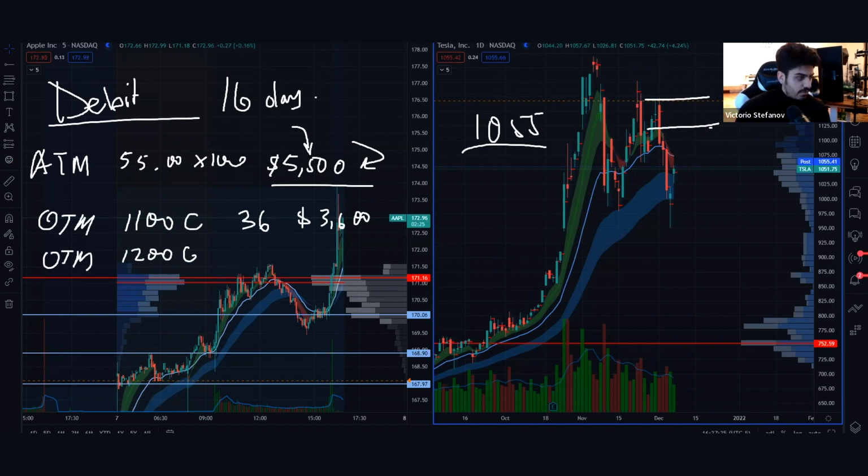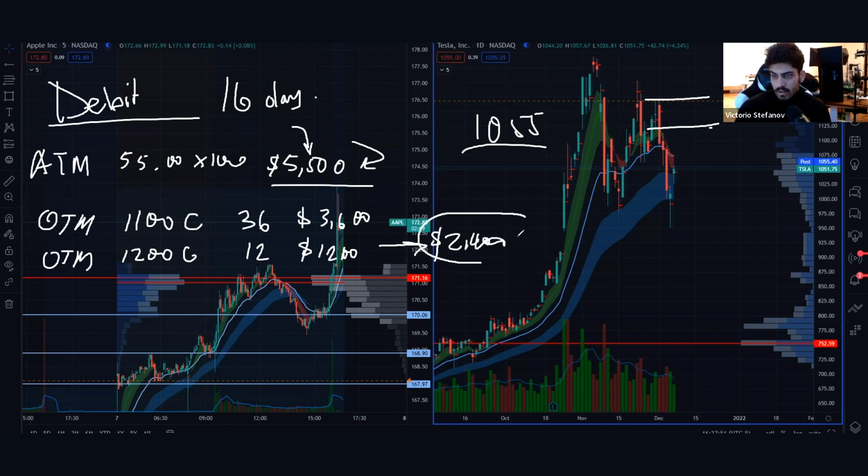Now, if I sell the 1,200, I'm going to get about $12, right? I can sell something lower, obviously. I'm going to get about $1,200 on this. So the difference, I'm going to be paying $2,400. It's still a lot, but it's a lot less than originally. I can sell a lower call, maybe 1150, but then that caps my potential gains.